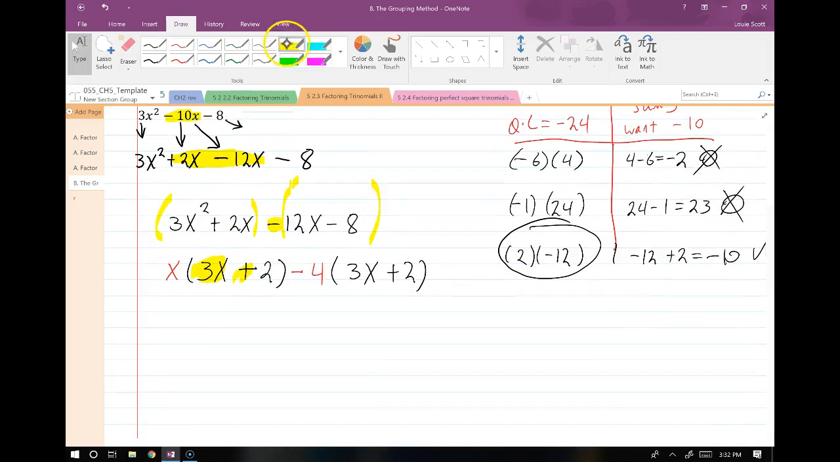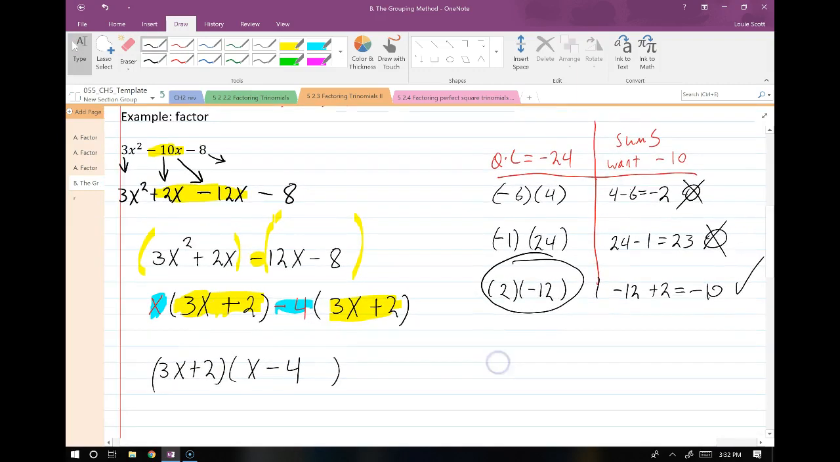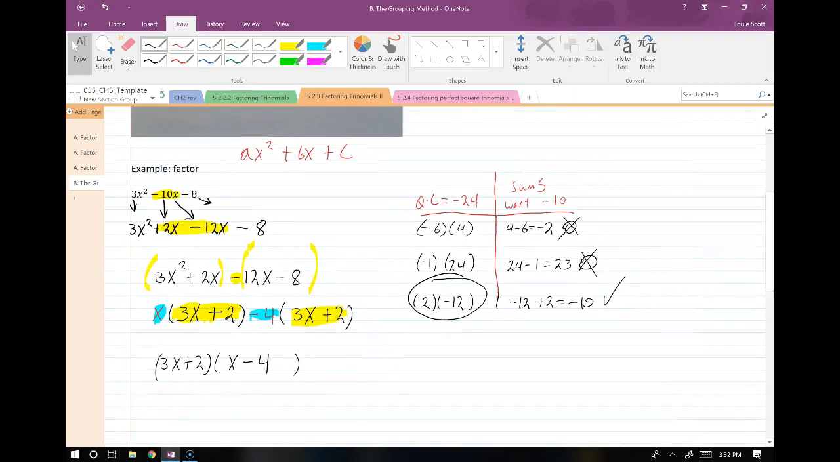Now I know I'm doing really good because my two factors match, and that has to happen before I factor by grouping. So now I write that out front, 3x plus 2, and then in the other parentheses, I put whatever was left, this whole x minus 4 thing. So there we go. There are a few steps to that, but if you get a little bit of practice at this, it's so much quicker than the guess and check. It's crazy.